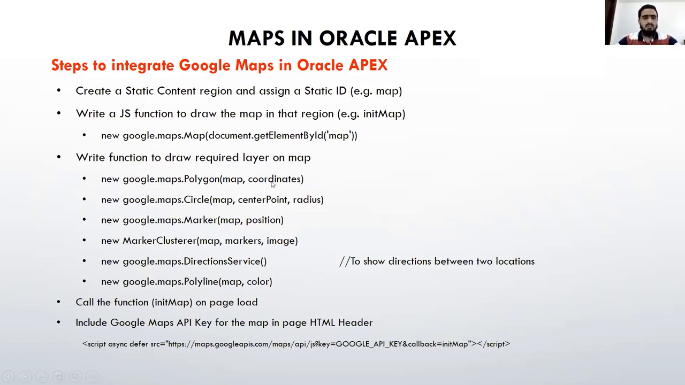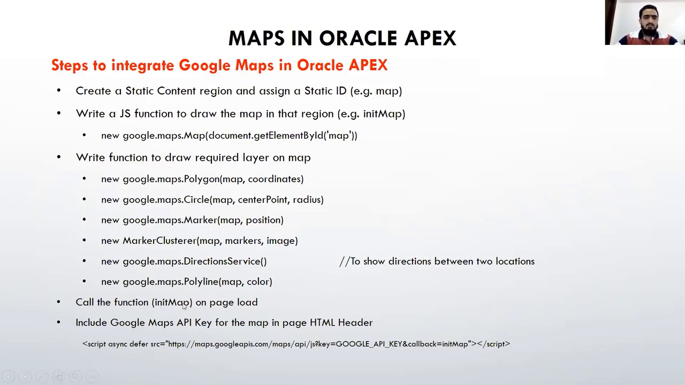For example, if we want to get the map and the coordinates, and mention the center point, these parameters we can pass to the respective functions related to these layers, and we can draw these shapes directly on the Google Maps. And to show the directions, we have another function available, the directions service from Google Maps. We have to use this function, and inside that function we use the polyline function by passing the parameters, and it will draw the directions from one point to the other point.